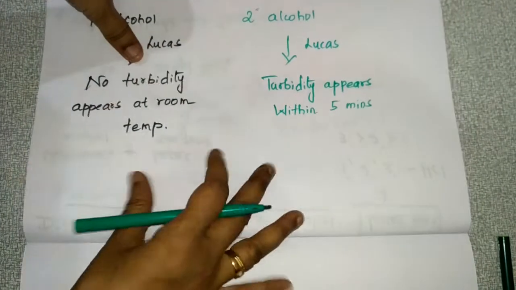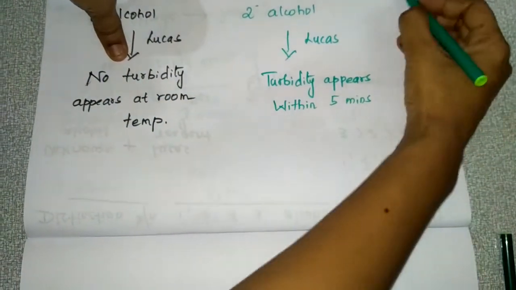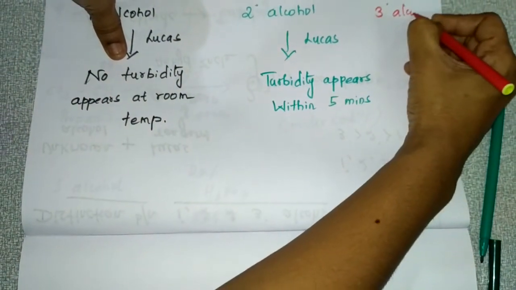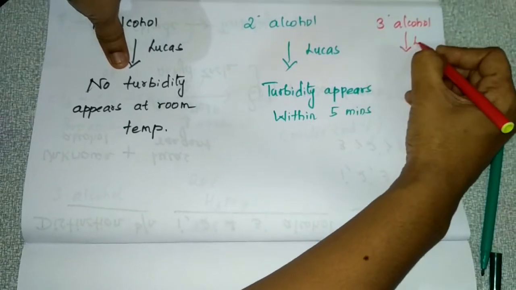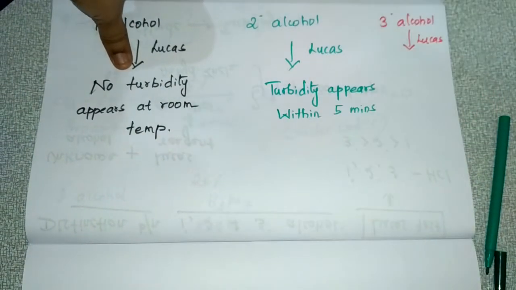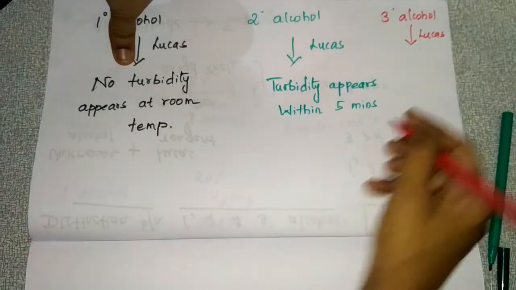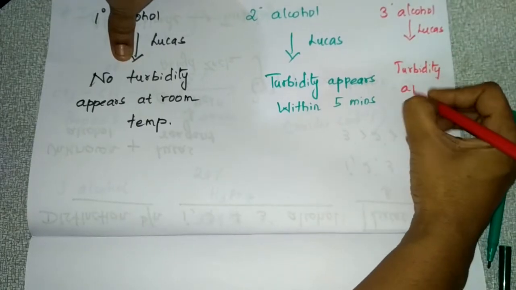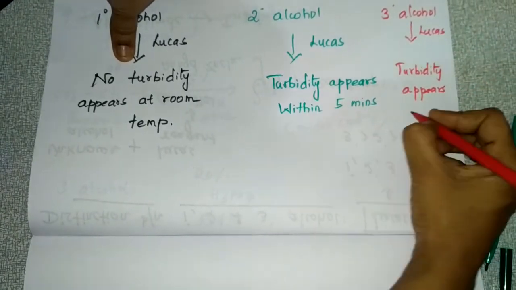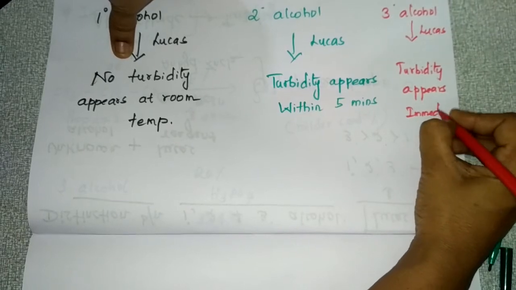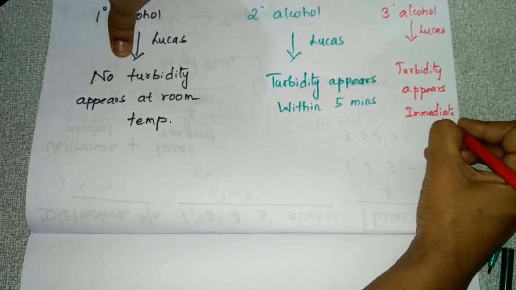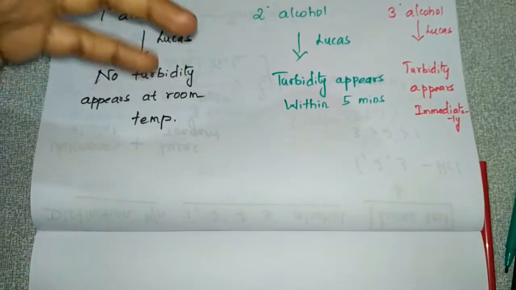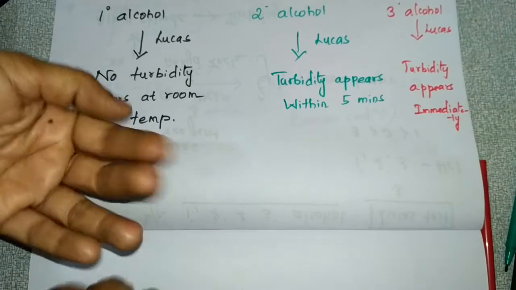Clear? Suppose the unknown alcohol which you are taking is tertiary alcohol. To this tertiary alcohol you are adding Lucas reagent. Immediately you will get the turbidity. Turbidity appears immediately. So this is how you can differentiate primary, secondary and tertiary alcohol.